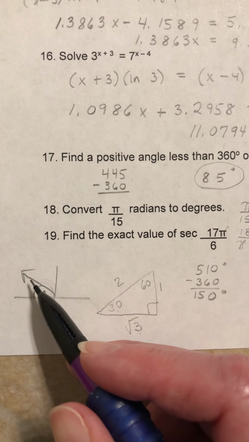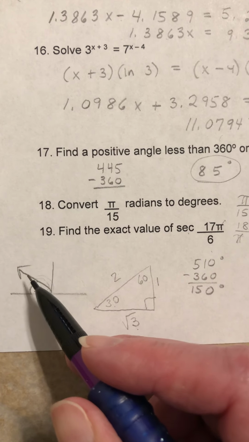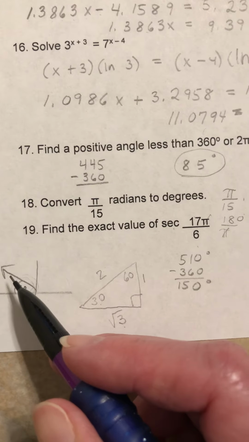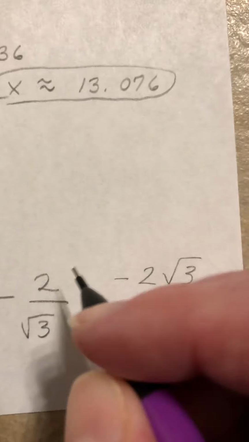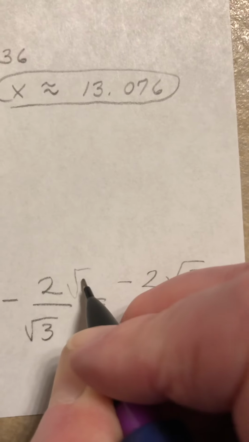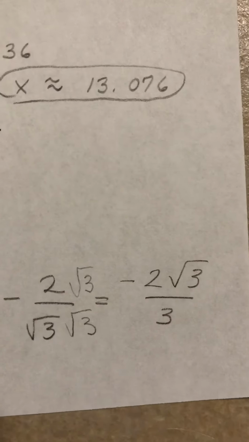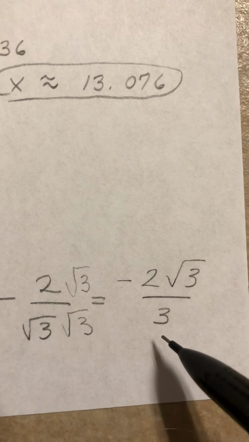Cosine is negative in quadrant 2 because the x coordinates are negative in quadrant 2. So secant will also be negative in quadrant 2. And then the last step is to rationalize the denominator. So you multiply by the square root of 3 over the square root of 3. And that's how I get negative 2 radical 3 over 3.